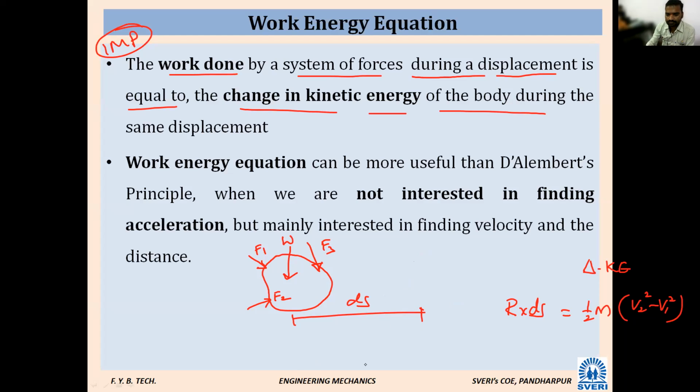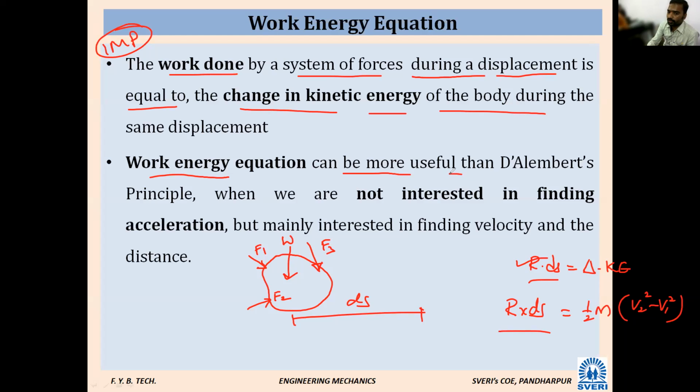So R into ds is equal to the change in kinetic energy. How much is the distance? I have taken a small distance here. See, the work energy equation. In a multiple choice question, he may ask what the work energy equation is. Force into displacement is equal to half m v2 square minus v1 square, or you can also say force into displacement is equal to the change in kinetic energy.